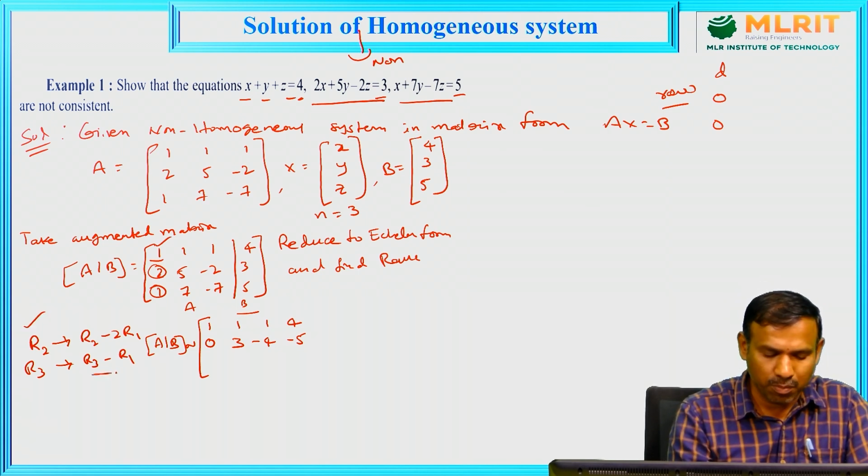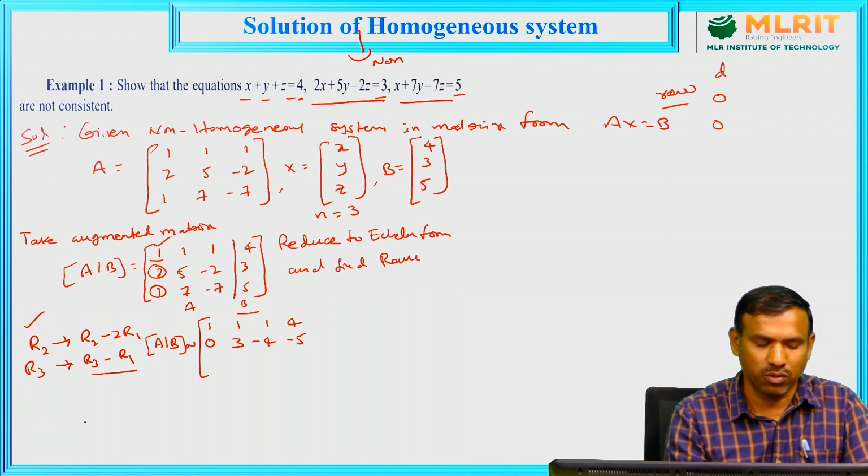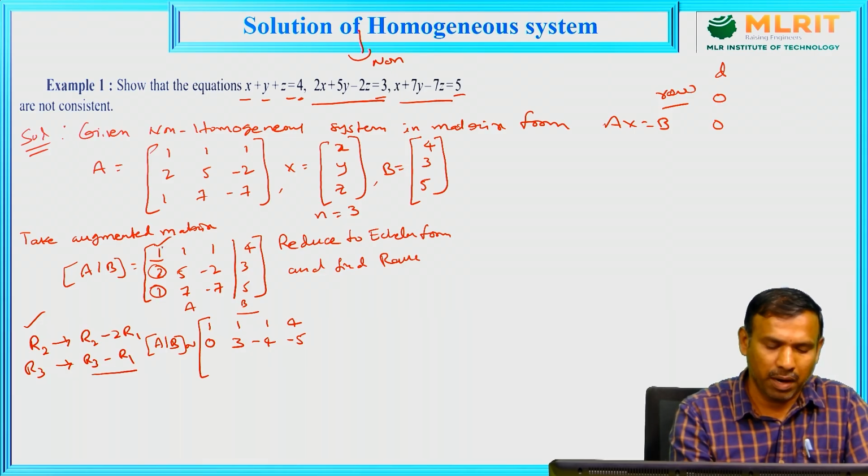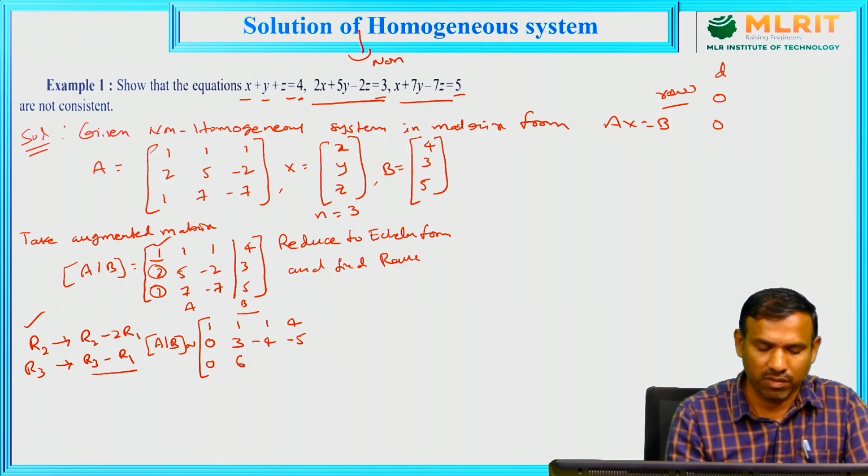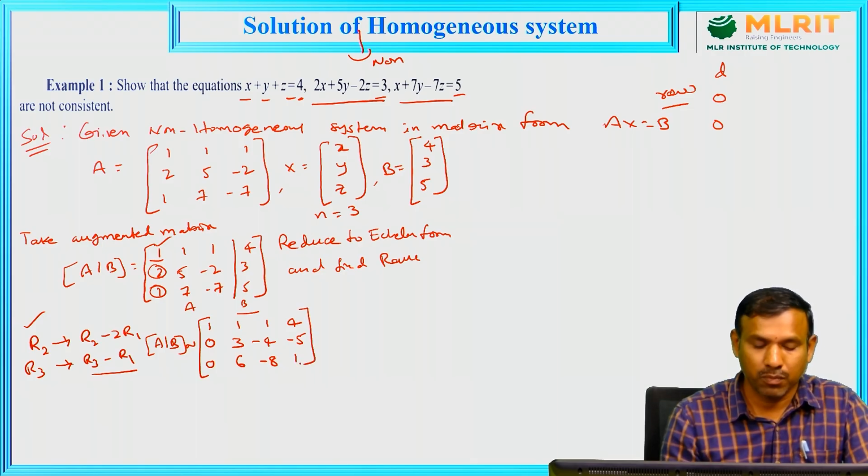R3. So simple operation. R3 minus R1. First row, third row subtract. So 1 minus 1, 0. 7 minus 1, 6. Minus 7 minus 1, minus 8. 5 minus 4, 1. So is it in echelon form?